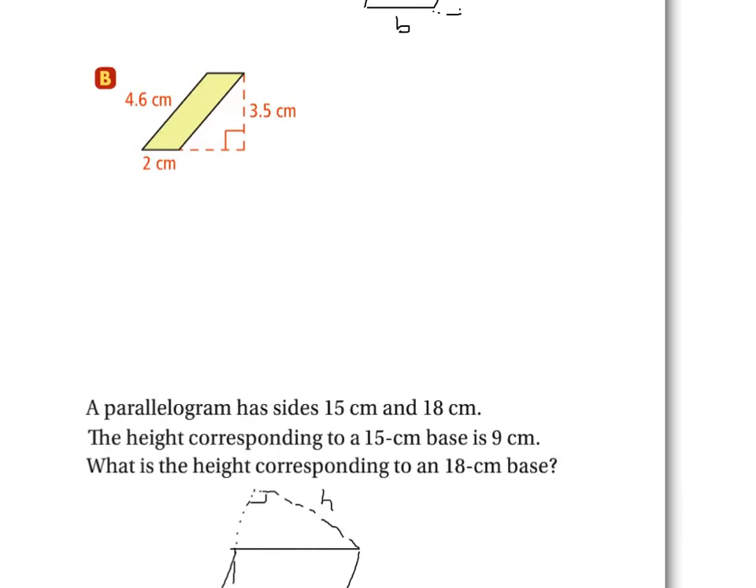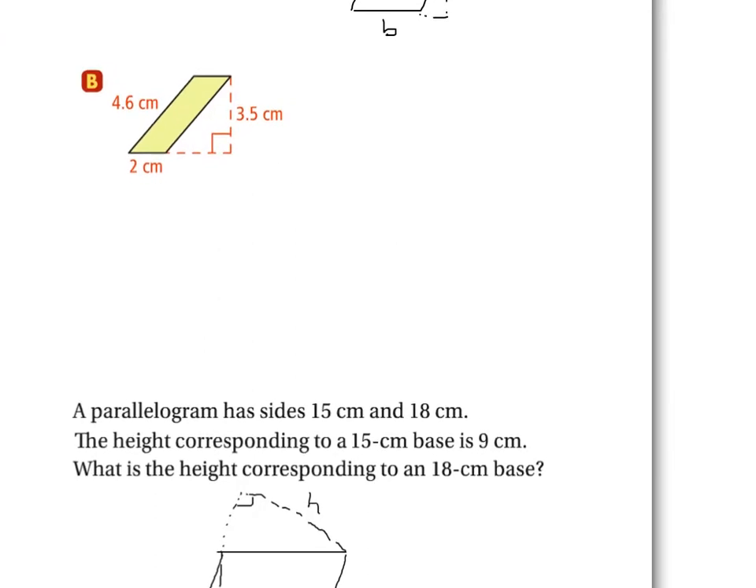If you look over here at example B, I'm going to have you hit pause. Go ahead and see if you can figure it out on your own and come up with your own answer. Now that you've hit pause, let's take a look. We've got to figure out which one we're going to use as our base and our height. I know that this is the height, 3.5, and this is the base that corresponds with that height. So I'm going to take 2 centimeters times 3.5 centimeters, and 2 times 3.5 is 7. A centimeter times a centimeter is a centimeter squared. So the area here is 7 centimeters squared.